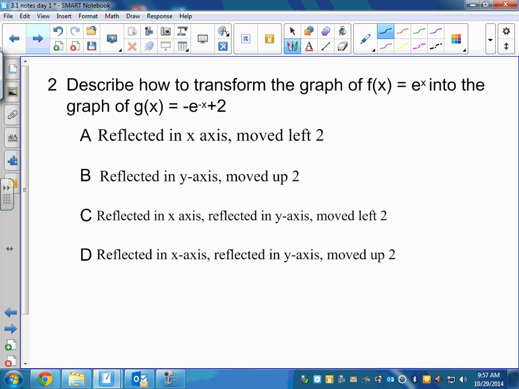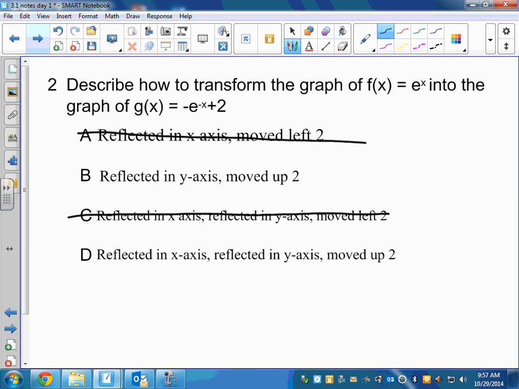And then what about this one? I didn't actually make us graph it, but I said describe how to transform this graph, e to the x, into this graph, negative e to the negative x plus 2. And again, multiple choice, little test taking strategies here. When I see the plus 2 on the outside, I automatically can eliminate some choices, because what does plus 2 on the outside mean is happening to my graph? It goes up 2. So right away, I'm going to say it's not A and it's not C.